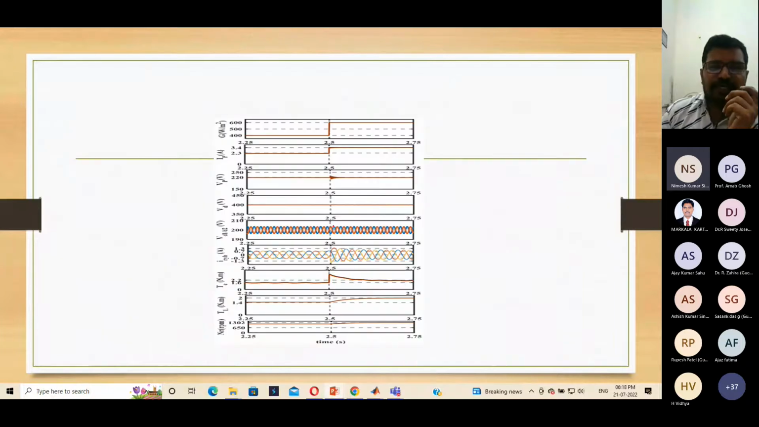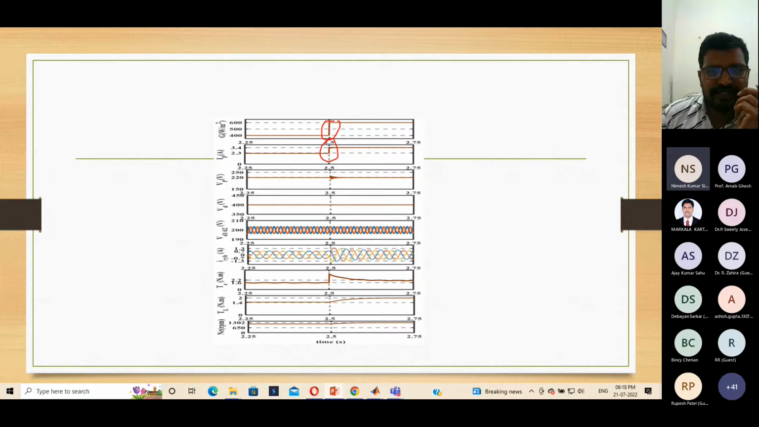Similarly, there is also the possibility of increasing irradiation, right? So there are possibilities: either a constant irradiation, a decreasing irradiation, or an increasing irradiation. Previously we have seen the constant case. Now we are going to see how it reacts if there is an increase in the irradiation level from 400 to 600.